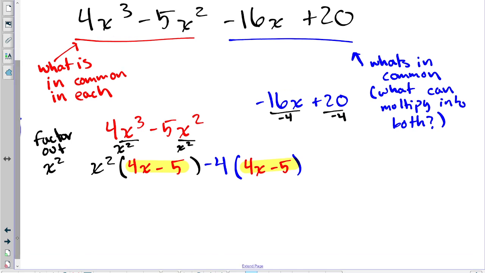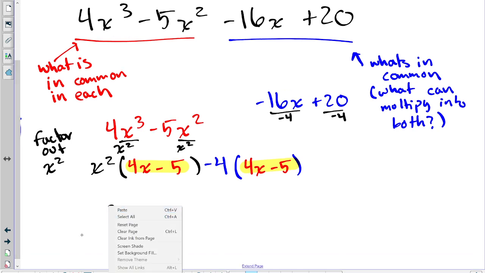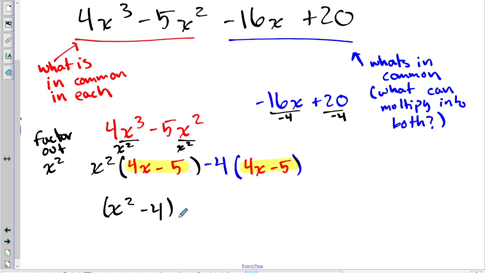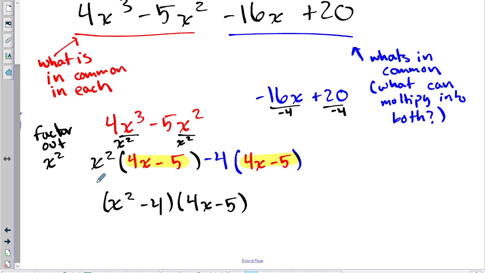Well, almost final. I know that x squared is multiplying 4x minus 5. I also know that negative 4 is multiplying 4x minus 5. So that means that x squared minus 4 is multiplying 4x minus 5. Okay. Which, hey, I've successfully found a common factor, x squared minus 4 times 4x minus 5, that is the same as this thing right here, right? This original top equation, which was a cubic.